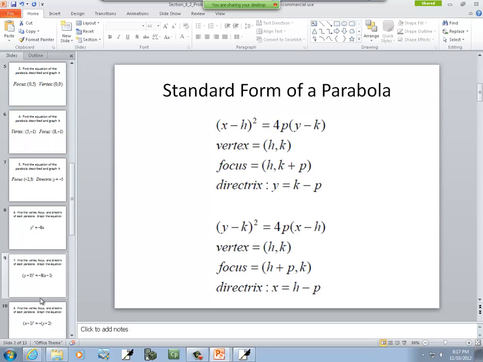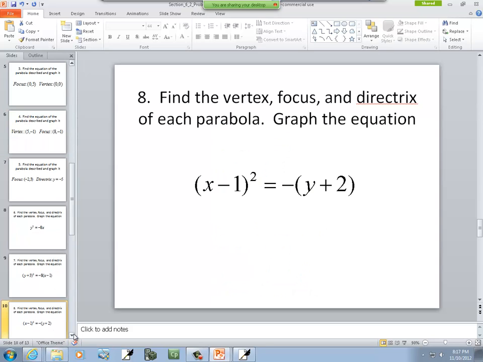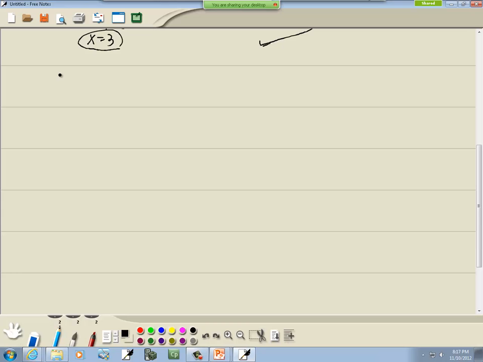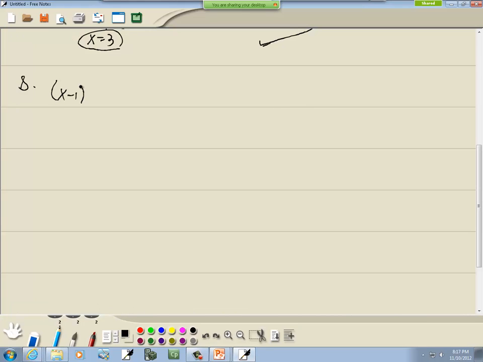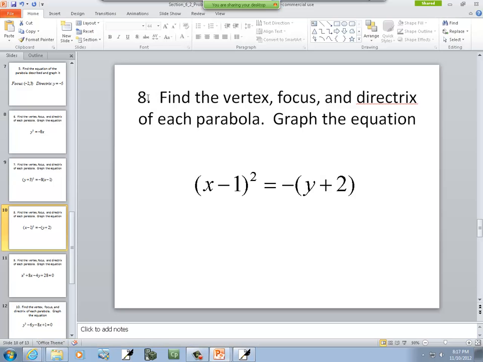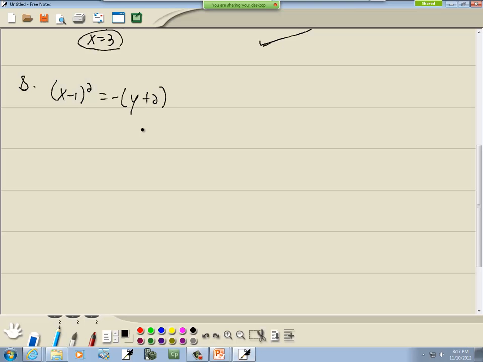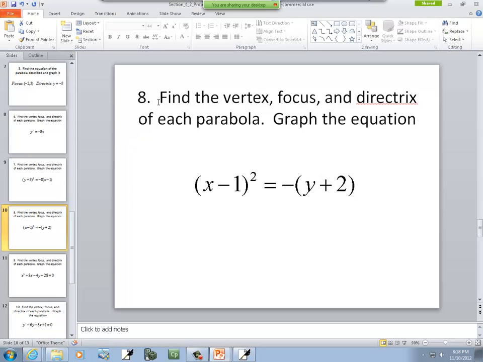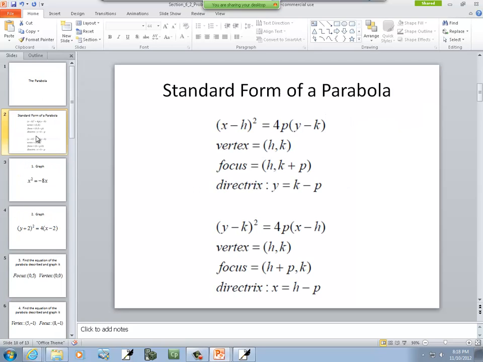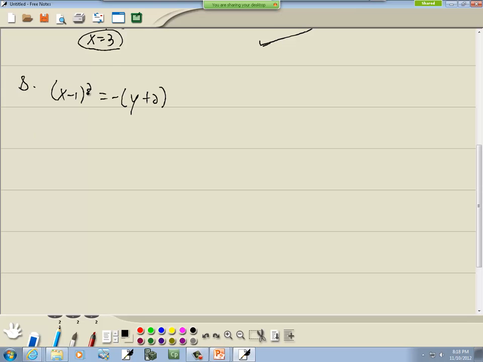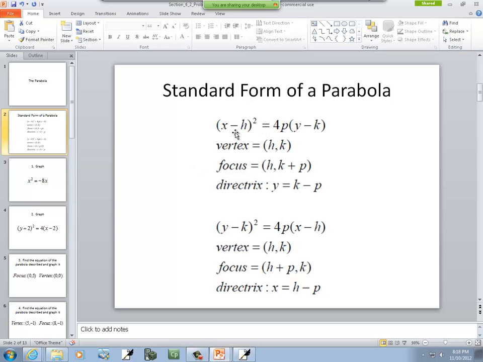Okay, number 8. We got x minus 1 squared equals negative y plus 2. I think the next ones are completing the square, which are different. Okay, squared is on the x, squared is on the x. We want the top formula.